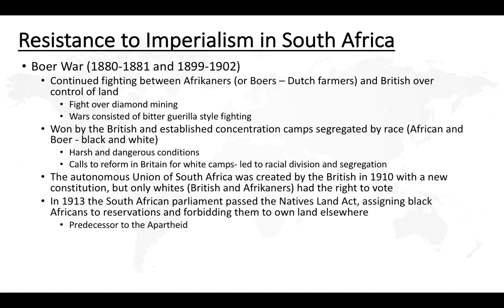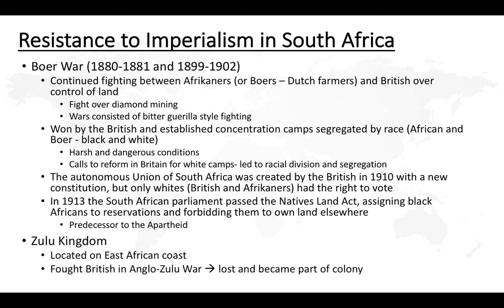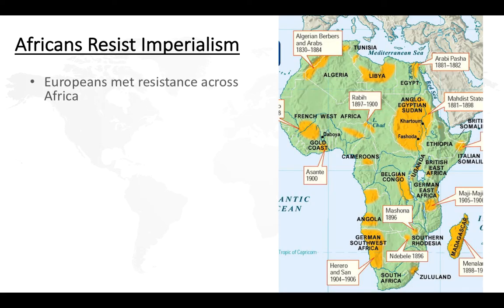In 1913, the South African Parliament is going to pass a law to try to forbid Africans from owning land elsewhere. So we're going to look more at this in time period 6. We also see another resistance movement led by the Zulu Kingdom located on the East African coast. They're going to fight the British, and they are going to unfortunately lose and become part of a British colony.